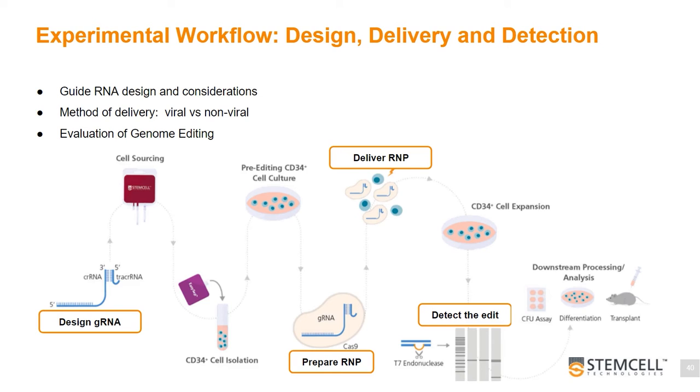We have developed a fully integrated workflow for high-efficiency genome editing of CD34 cells. This includes resources to help with gRNA design, instructions for preparation and delivery of the RNP-based Architect CRISPR-Cas9 system into CD34 cells, media to support CD34 pre- and post-editing, and analysis methods to detect the editing efficiency. In this section, I will focus on some considerations for gRNA design, methods of delivery, including viral and non-viral methods, and a few methods of detection of your edited samples.